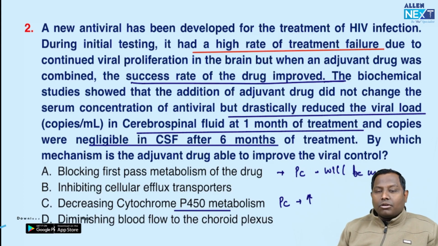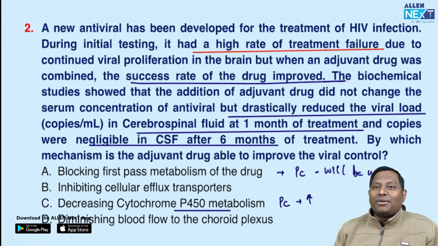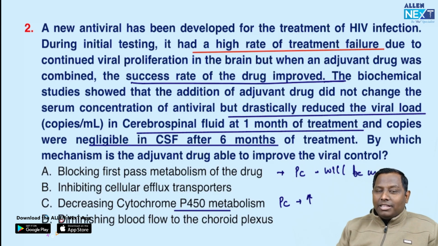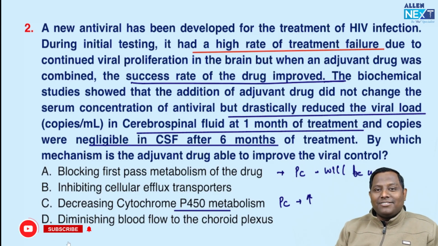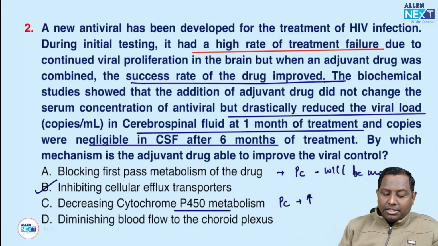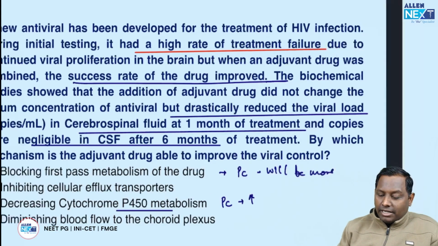Diminishing blood flow to the choroid plexus. If they diminish the blood flow to the choroid plexus, how will they reduce the viral load in the CSF? So this is a very dummy choice. Inhibiting the efflux pump, this could be the possible answer. Let's understand why and how.